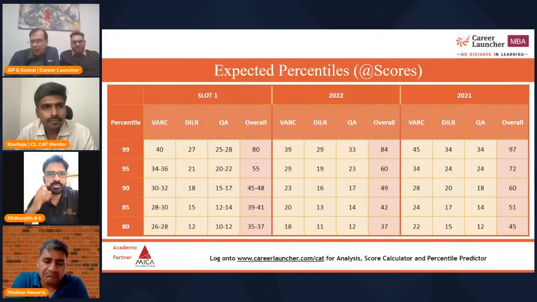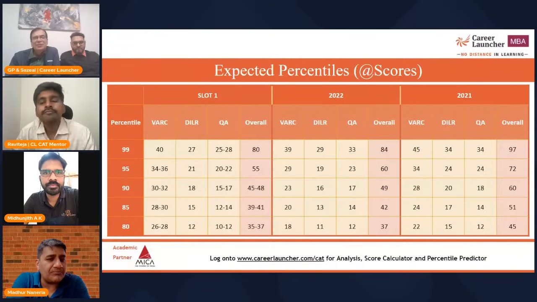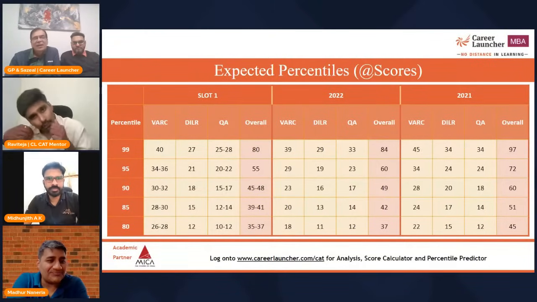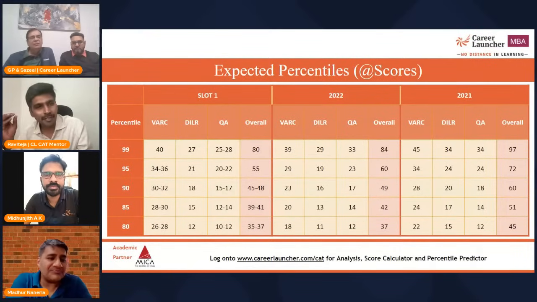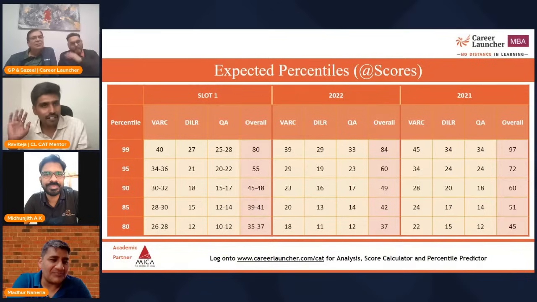And Ravi, I'm just reminded of what you said. There will be many cases where people would have scored more in DILR and less in quant. Correct. I will not be surprised if the 99th percentile in DILR is 1 mark higher than the 99th percentile in quant.